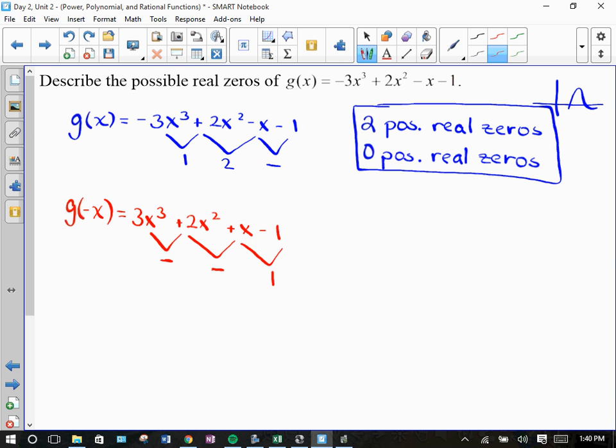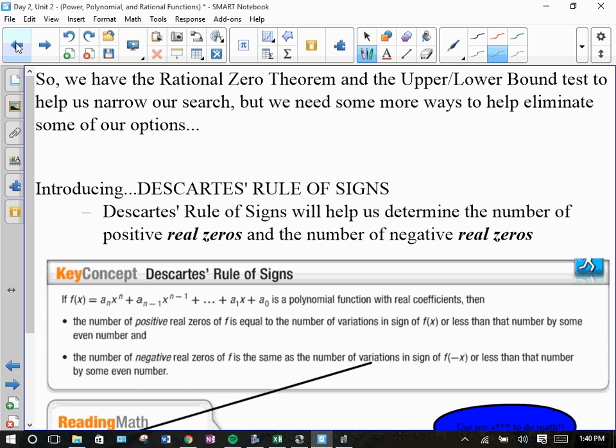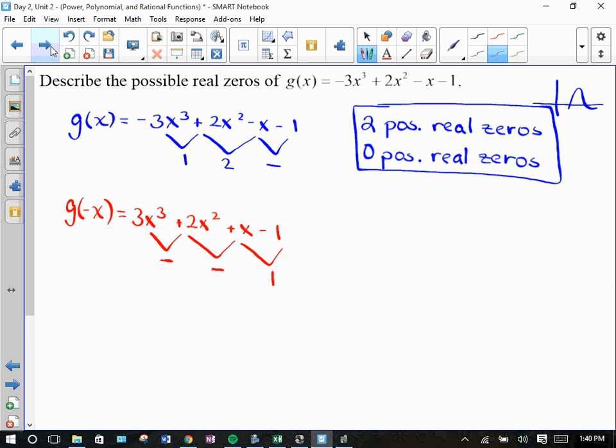Alright, so what does that tell us? Well, that tells us that the number of negative real zeros of f is the same as the number of sign changes of f of negative x. Okay? Well, there's one sign change, so that tells us that there is one negative real zero. That's all.